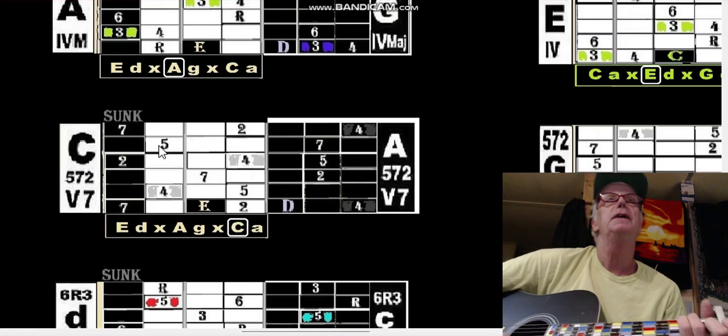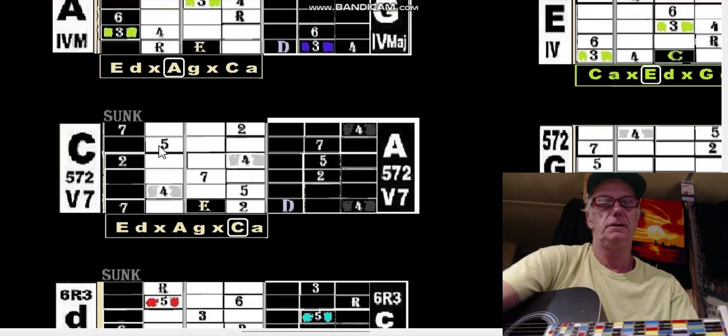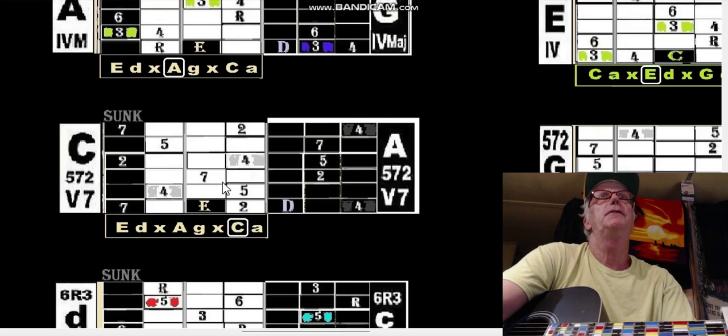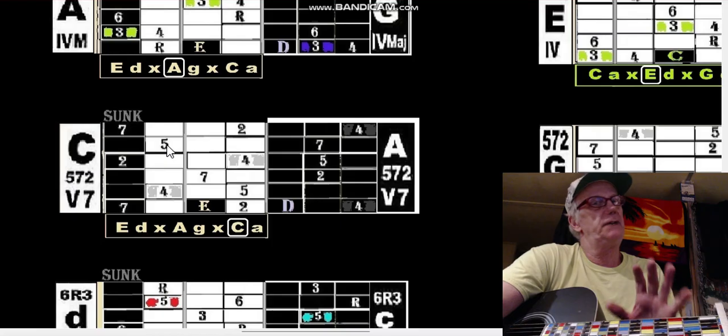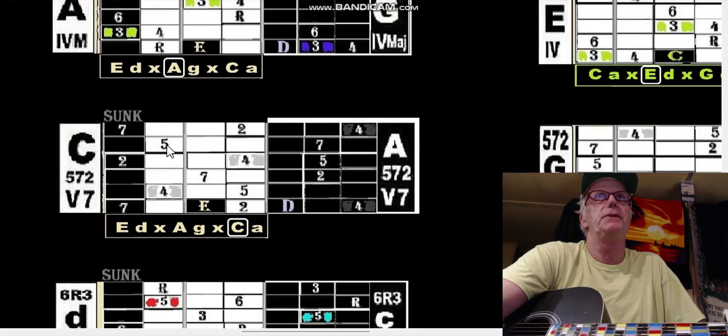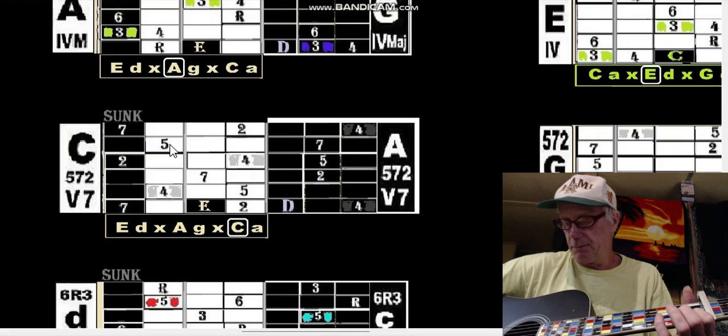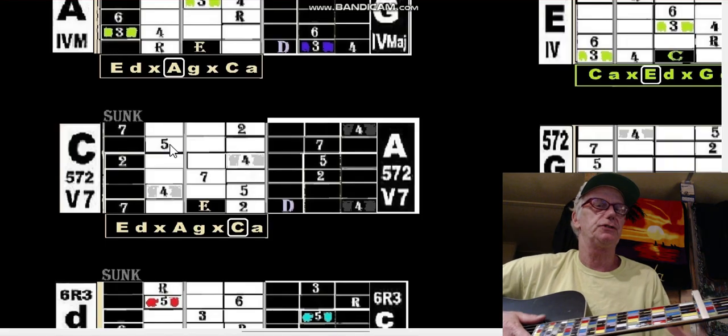B is the third of the G mode. Alright, 2-5-7, 2-5-7. That's the root, sorry. That's the root. We didn't have to stop and go back or stop and think. So that's our root in the C position, but we don't have the whole position.